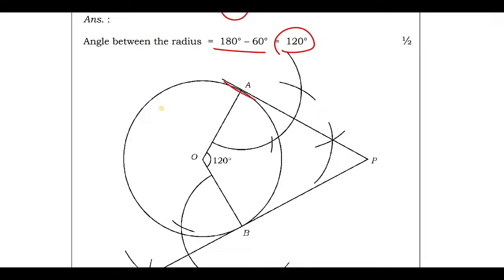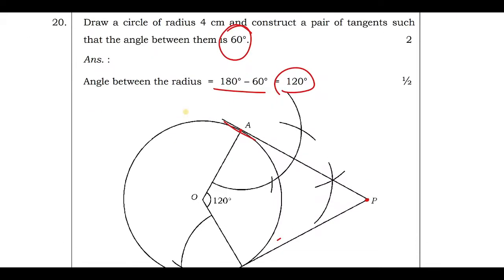Draw a perpendicular line at point A and extend it. It will meet at point P. Then if we join, you'll get the tangents PA and PB. So therefore the angle between them will be 60 degree.